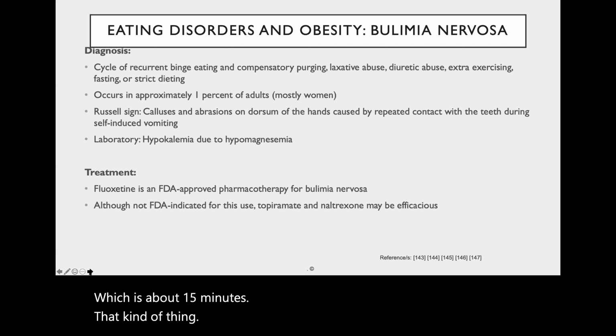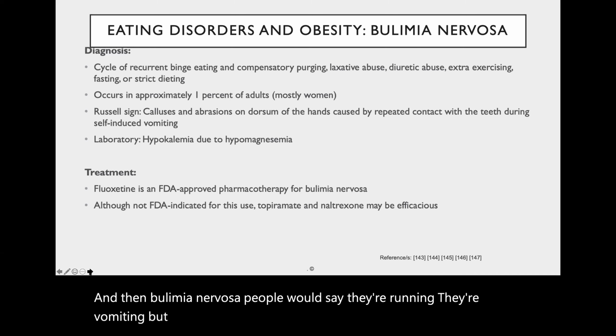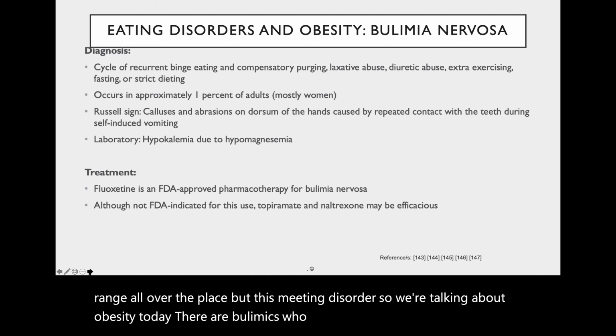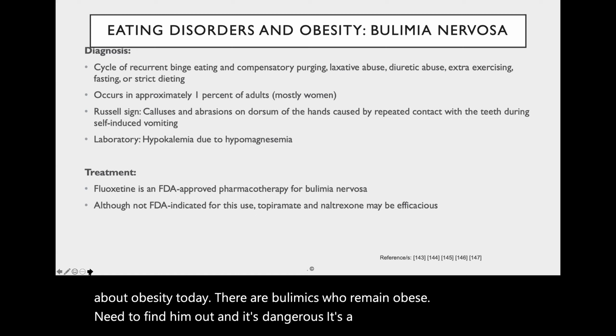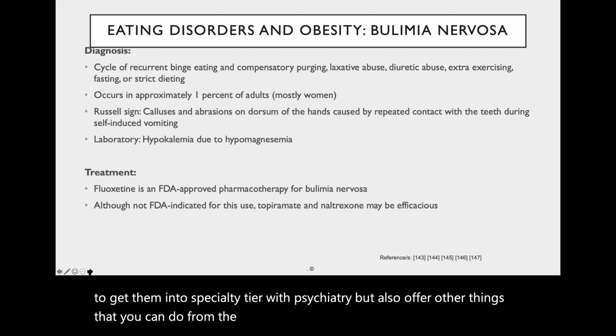And then bulimia nervosa, you'd say, well, they're vomiting. Yeah, they're vomiting, but oftentimes you may see bulimics at any BMI range, all over the place, but it's an eating disorder. So we're talking about obesity today. There are bulimics who remain obese. You need to find them out, and it's really dangerous. You want to get them into specialty care with psychiatry, but also offer other things that you can do from the primary care standpoint as well.